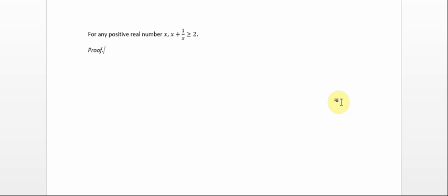We're going to do another direct proof example. For any positive real number x, x plus 1 over x is greater than or equal to 2. Okay, so we're going to try to prove that. By the way, interesting statement.